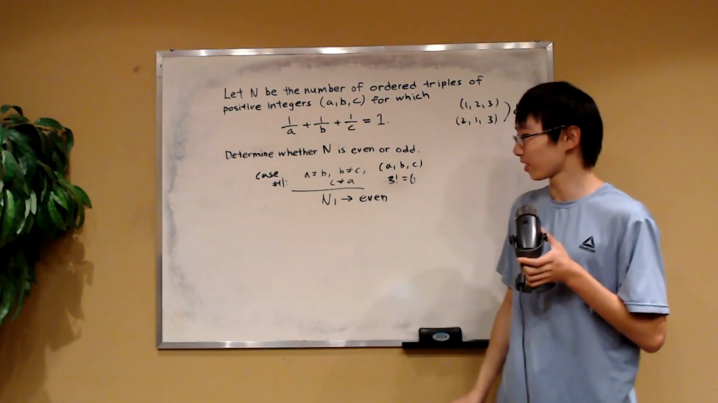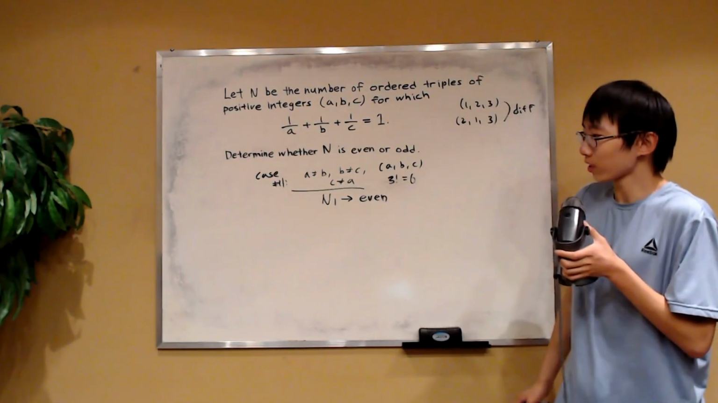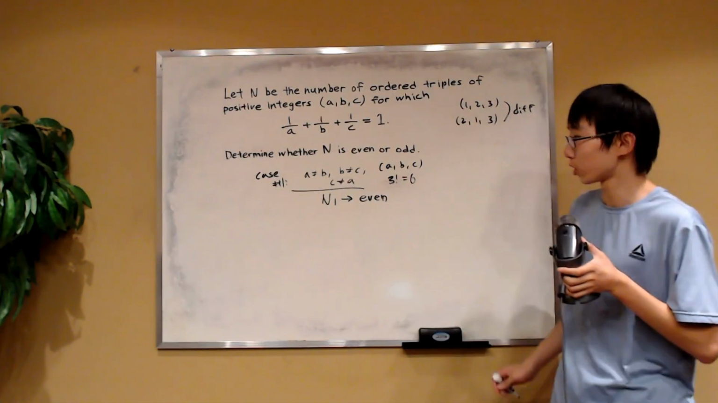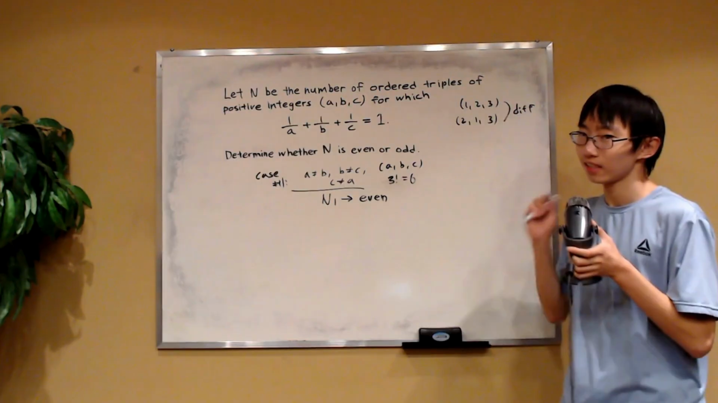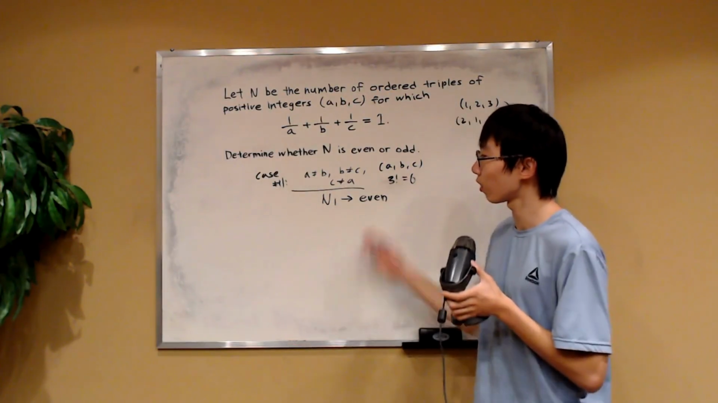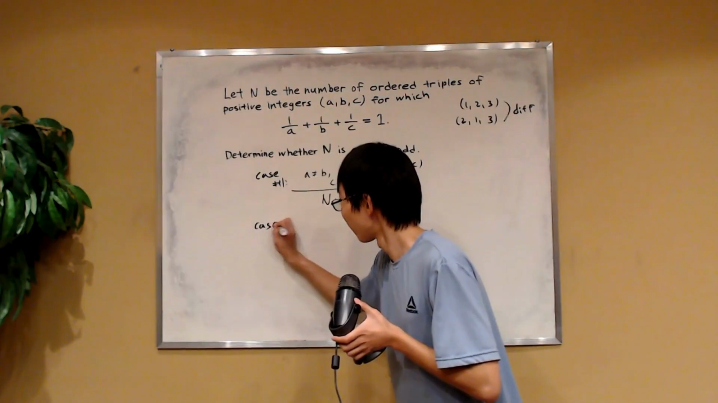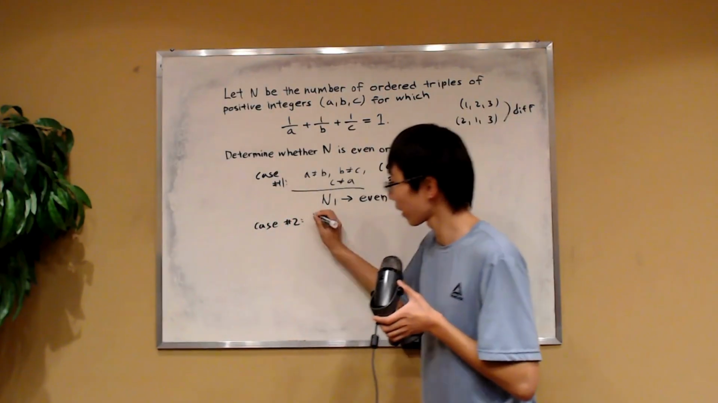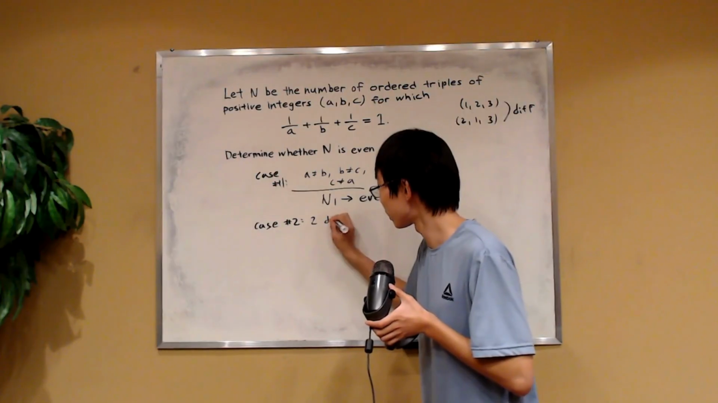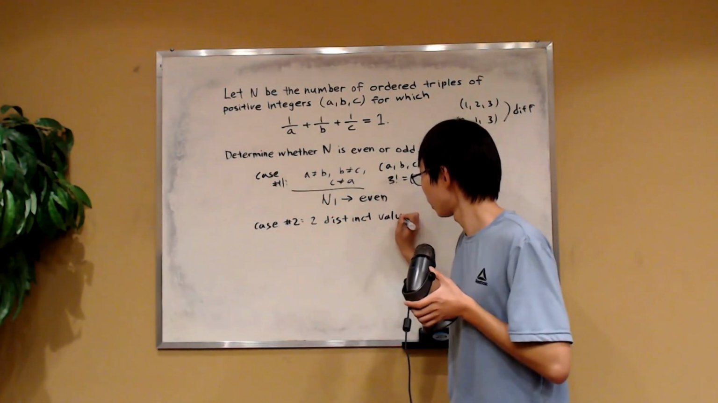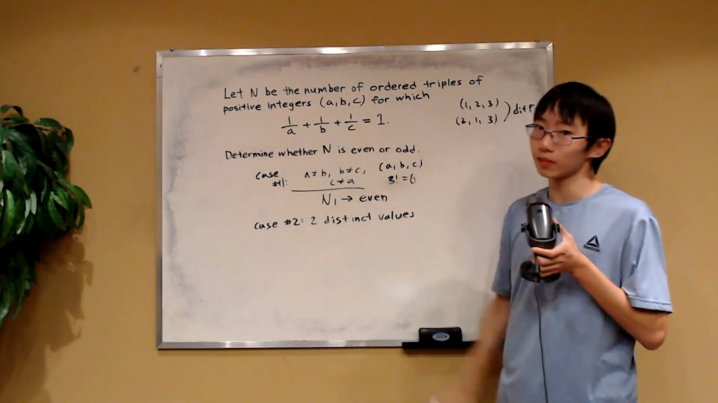So, as you can probably see, our strategy is going to be just to consider the format of the solutions and to consider their permutation count. So, this was case number 1, when all of them were different. What about case number 2, where we have exactly two distinct values among A, B, and C?